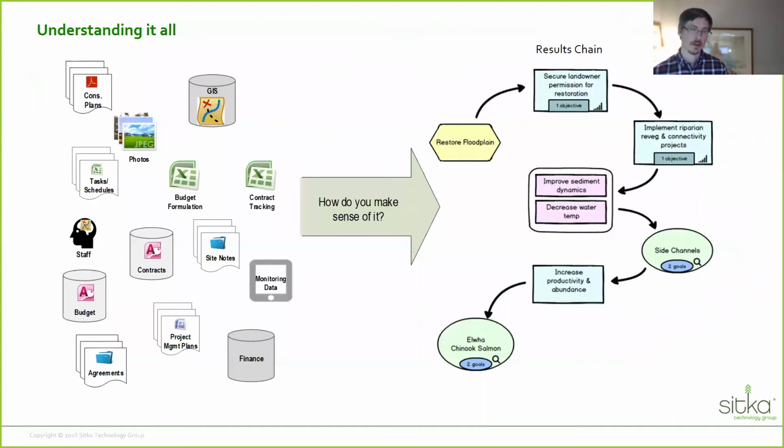So for example, here is the strategy of restoring floodplain. A contributing factor, a result here, is to secure landowner permission for restoration. Implementing riparian re-veg and connectivity projects addresses the threats of sediment dynamics and water temperature, and that results in improved habitat, the target of side channels, and ultimately benefiting the Chinook salmon in the population we're targeting.